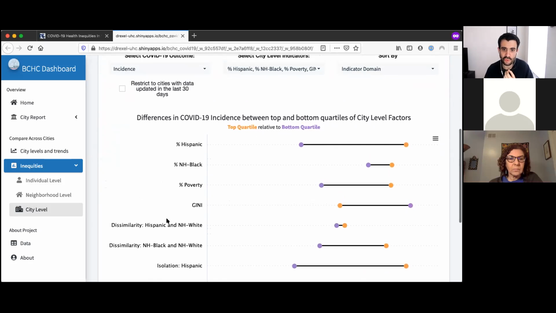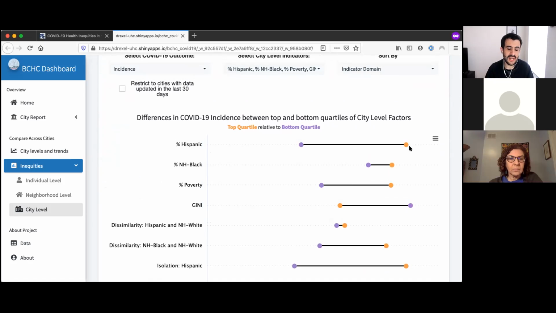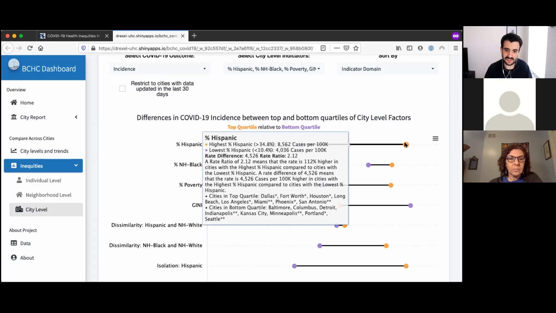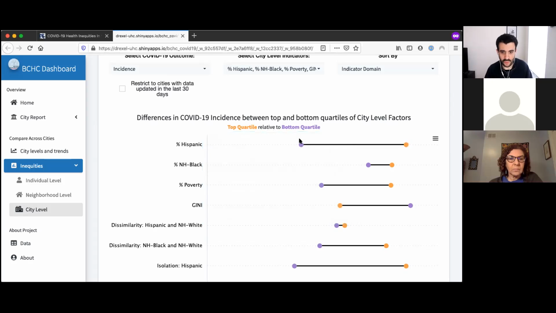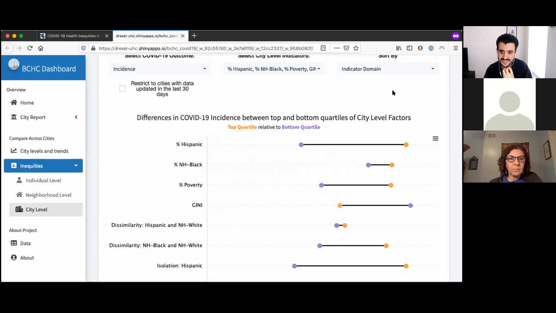And what we do is we group all of our cities based on whether they are at the top or bottom quartile of these variables. So for example, in orange here, we see cities that are at the highest quartile of percent Hispanic. And if we hover over here, we see that that means that these cities have more than 35% population is Hispanic. While in purple here, we see the cities that are at the lowest proportion Hispanic, in this case, less than 10%.